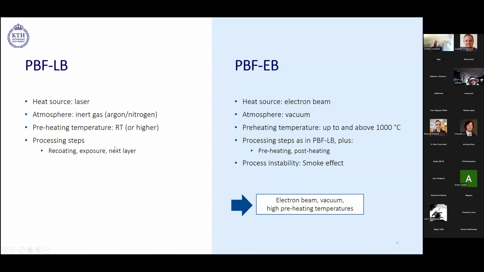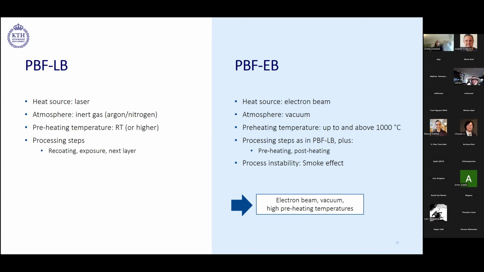So it's important to understand that a lot of the knowledge gained through the in situ work on laser can of course be translated to electron beam, but not everything. Fundamentally, there are two very different processes. First of all, you have a different heat source. The laser is just photons interacting with the very top of the surface, whereas with the electron beam you have electrons that interact much more deeply into the material.